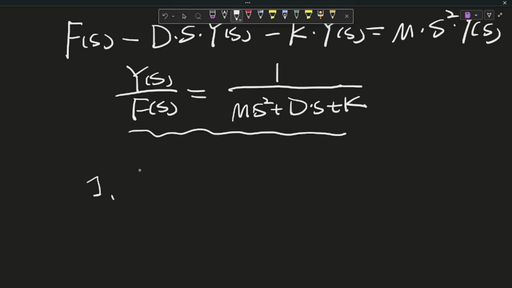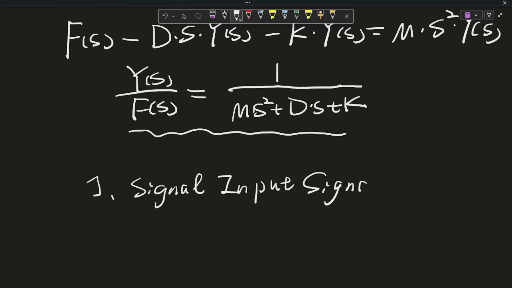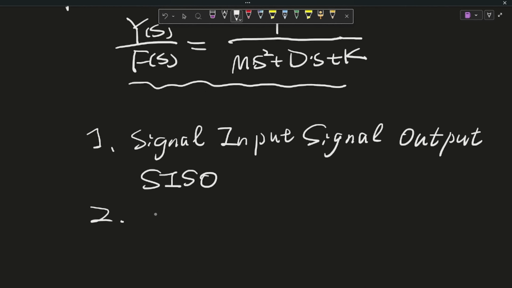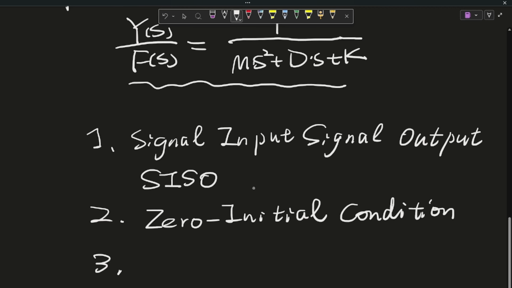However, transfer functions have several limitations. First, single input and single output. If you have multiple inputs and multiple outputs, you can't express the system as this kind of ratio. Second, the initial values must be 0, as we mentioned during the Laplace transform step earlier. Third, you can't understand the internal state changes. Transfer functions only describe the external influence. To solve these problems, we need to use state space.